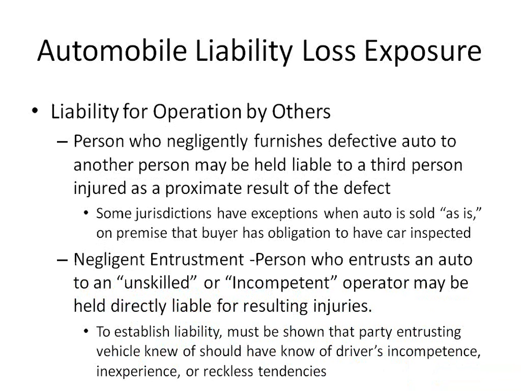So, liability of operation by others: a person who negligently refers a defective auto to another person may be held liable to a third person injured as a proximate result of the defect. This goes to the idea of, if you sell a car as is, this is where the exemption is, on the premise that the buyer has the obligation to have the car inspected. So if you say, hey, this is as is, you should get inspected before you make the purchase, because if something is wrong with it and something happens, then at least you're protected in that case.